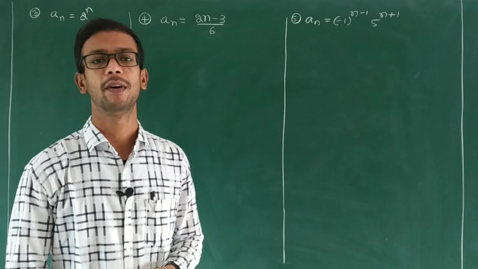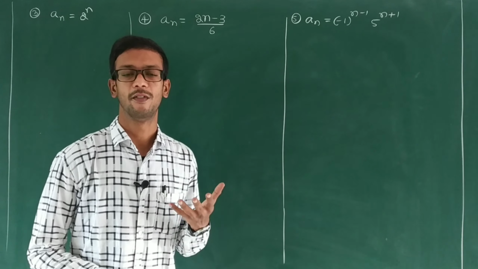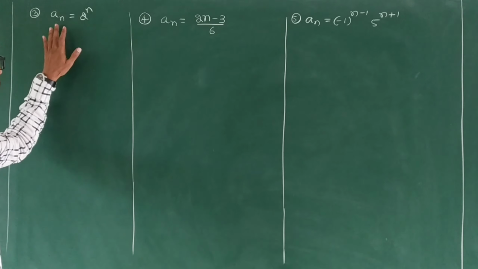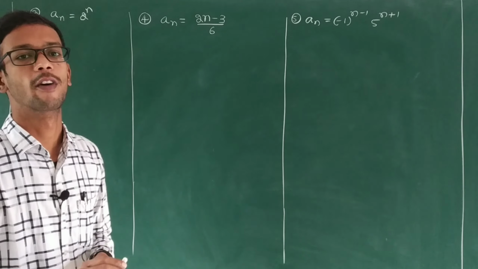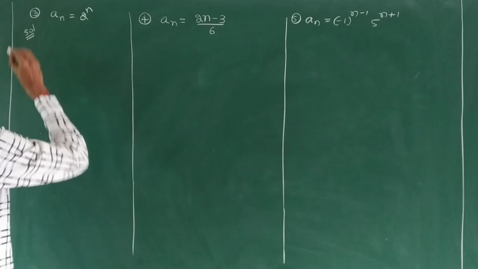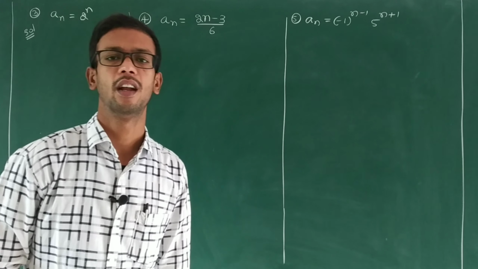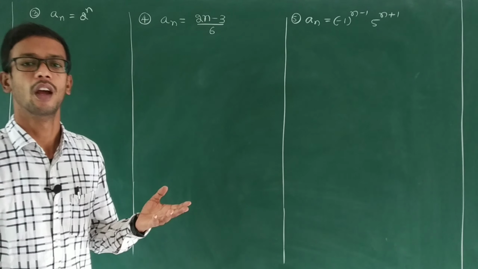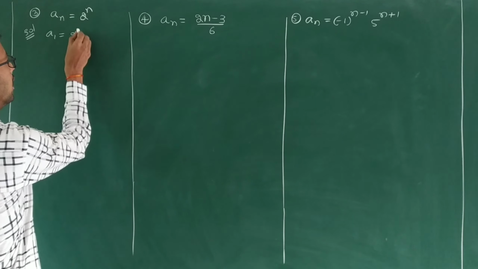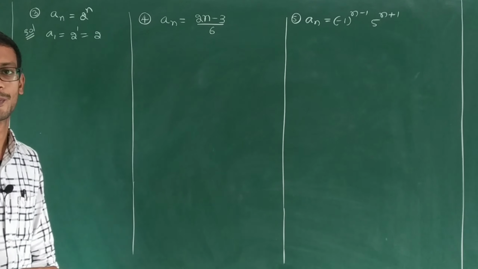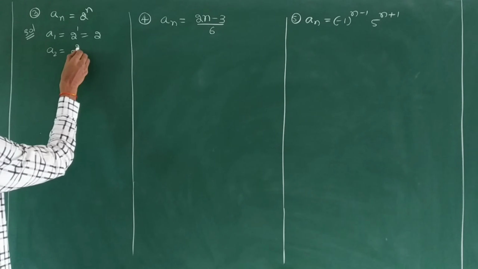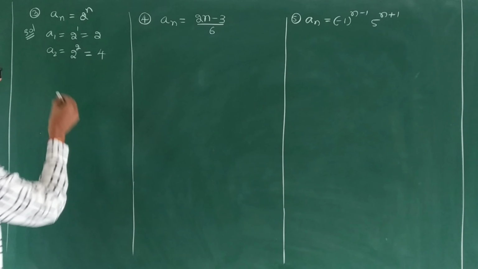Next, problem number 3. Same, first 5 terms we have to find here. Third problem, an is equal to 2 power n. An is equal to 2 raised to n. Solution, directly I am writing here, first 5 terms. So 1, 2, 3, up to 5 we have to find. So a1 is equal to 2 power 1, that is 2. A2 is 2 square, it is 4. A3.